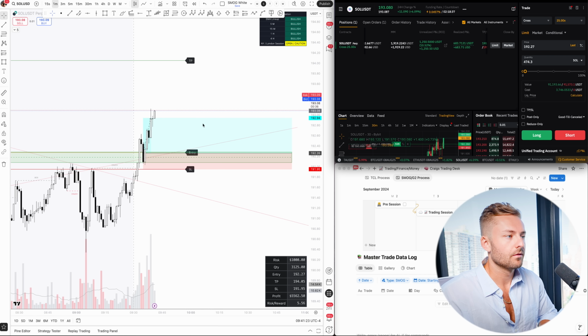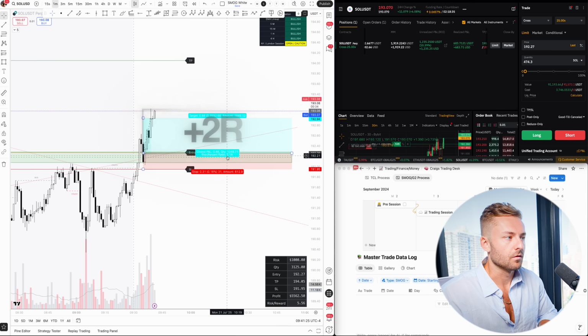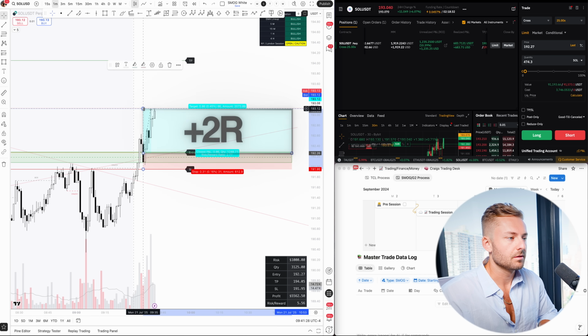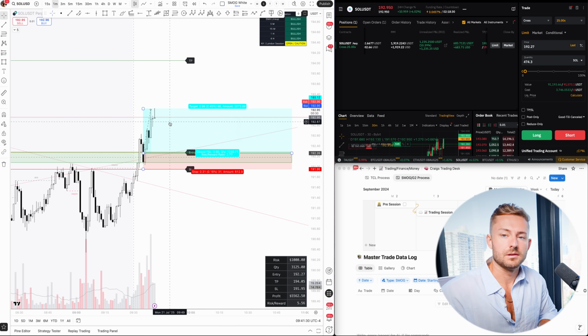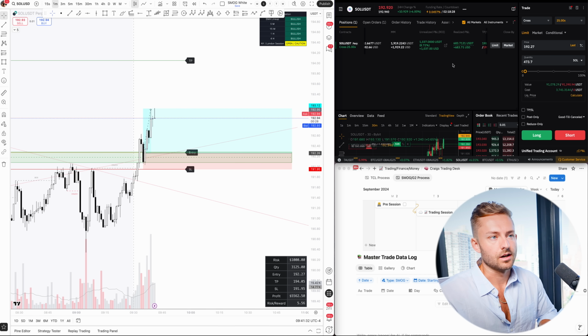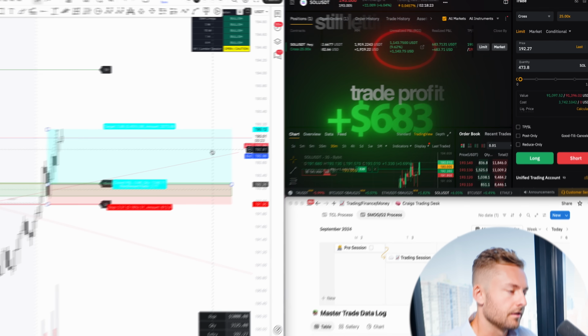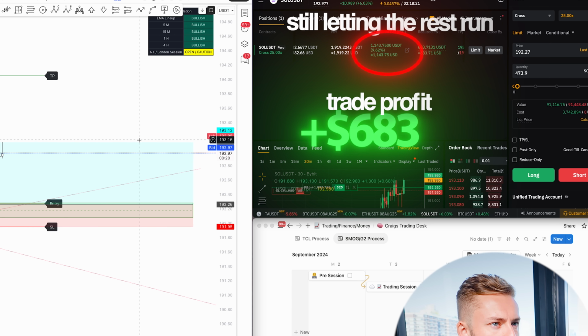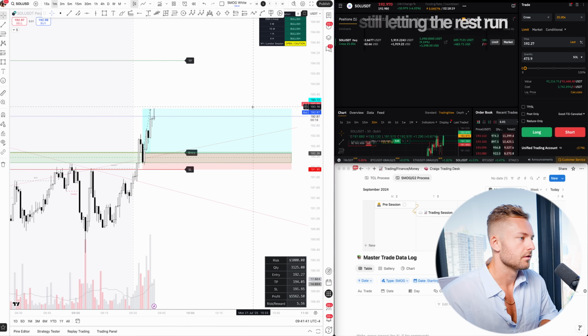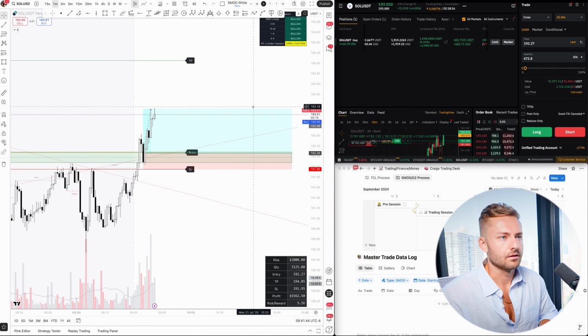Okay, so basically what I'm going for is a 1 to 2. So you can see this is over 2 risk factors. Price is continuing to move up nicely, but at this level, I wanted to be able to take some risk off the table and lock it in. You can see we already locked in $683 in profit. So a little bit less than a full risk factor just due to slippage and stuff, but we are locked in and we're going to let the rest of it run.